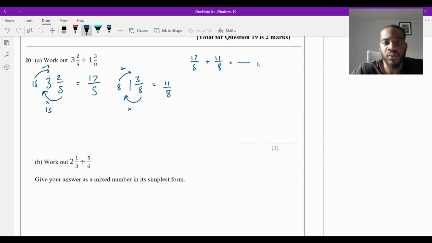So now, what do we do from here? Well, we need to get a common denominator. How do we do that? We find the LCM of the denominators. The LCM of 5 and 8 is just timesing them together. 5 times 8 is 40. So I'm going to make this 40. I'm going to make that 40.